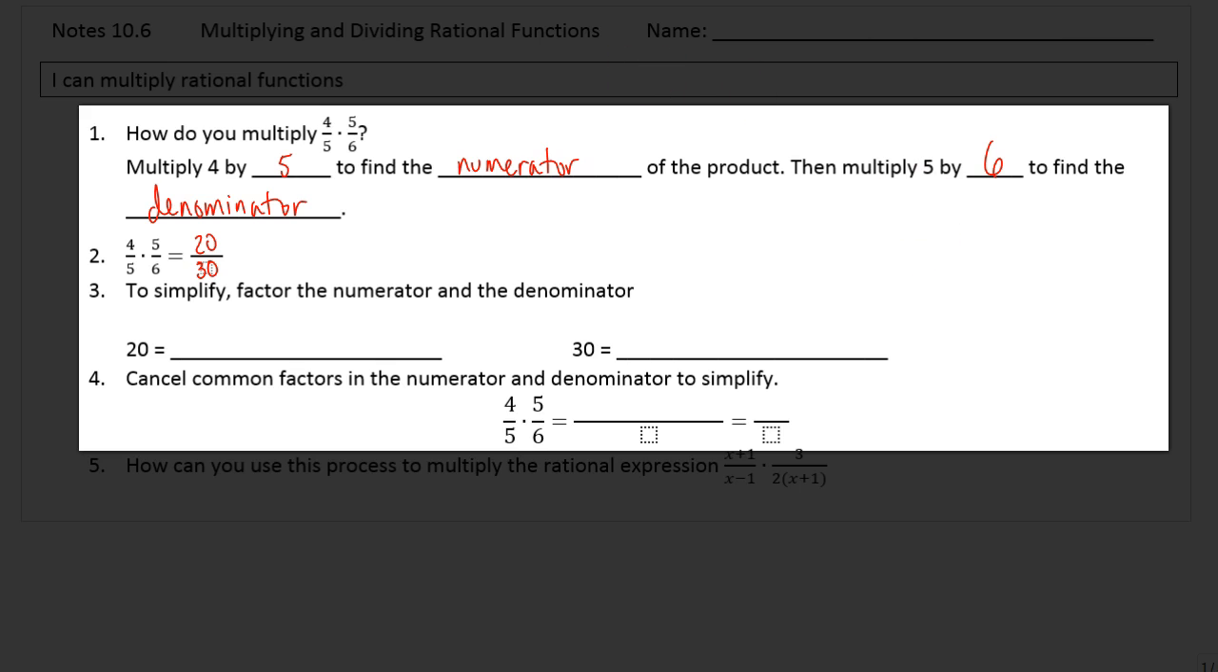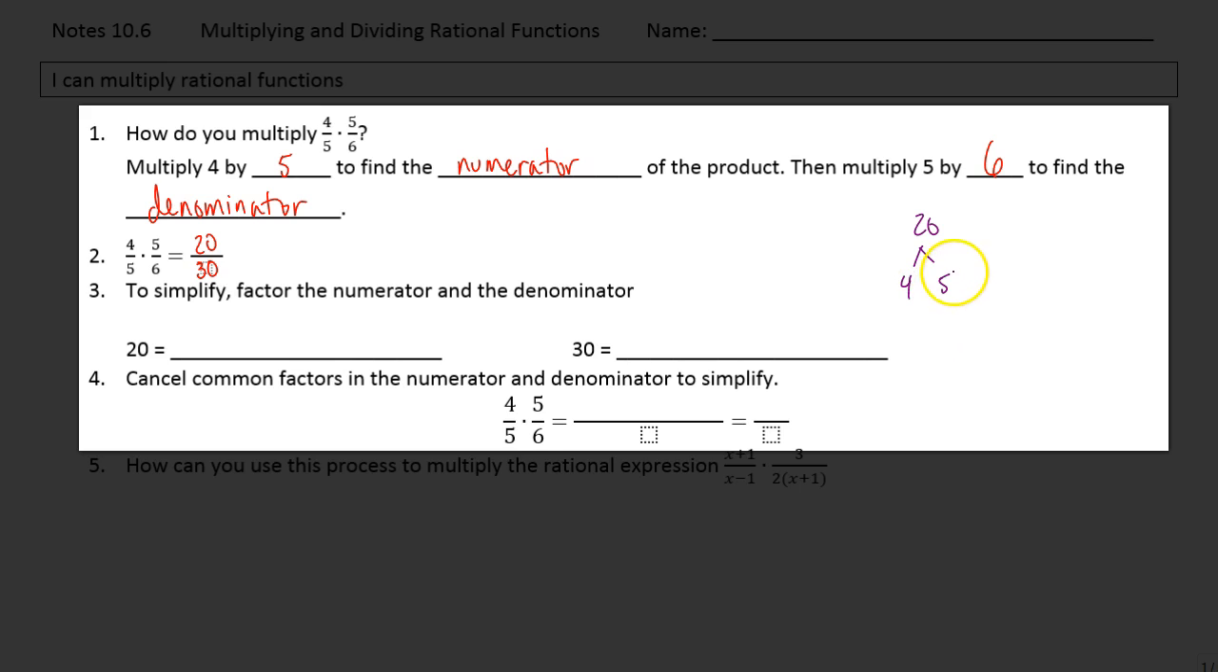Well, we can use a factor tree. So over here, I'm going to do a factor tree for 20, meaning I can look for any two numbers that multiply together to be 20, like 2 and 10. Or 4 and 5. It really doesn't matter which factors you use. You'll end up with the same answer.